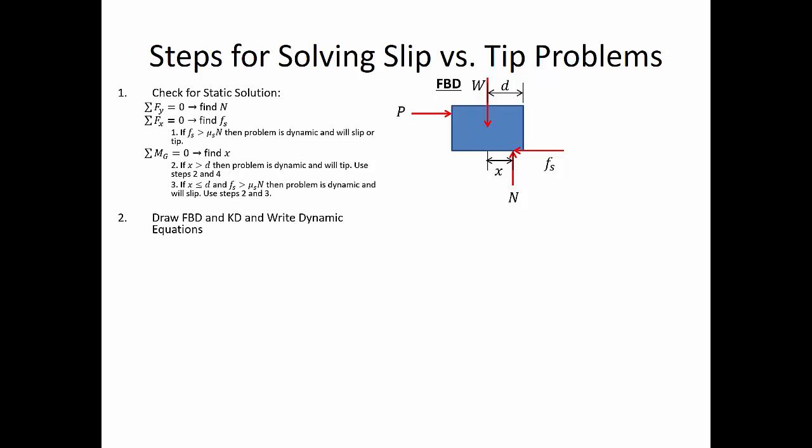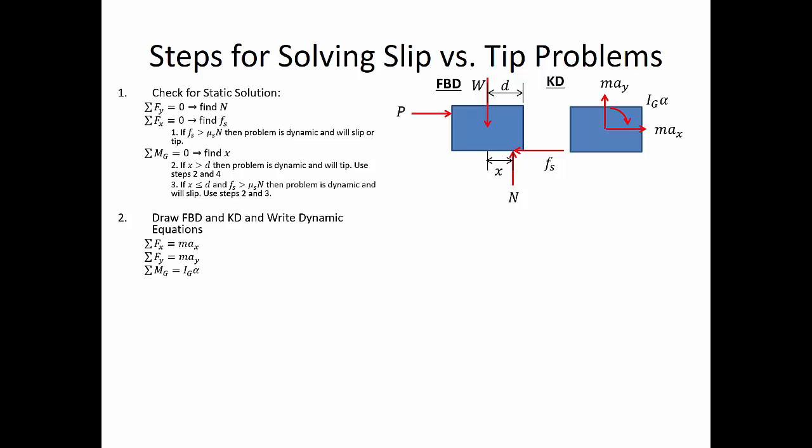Well, step 2 is to go ahead and draw our free body and kinetic diagrams and write the dynamic equations. We've already got a free body diagram. Our kinetic diagram may look something like this. If the box is going to slip, then we will for sure have our mass times acceleration in the x direction. If the box tips, then we may have some acceleration in the y direction, as well as a rotation, alpha. Now we can write our equation, summing forces in the x direction and setting it equal to mass times acceleration in the x direction.